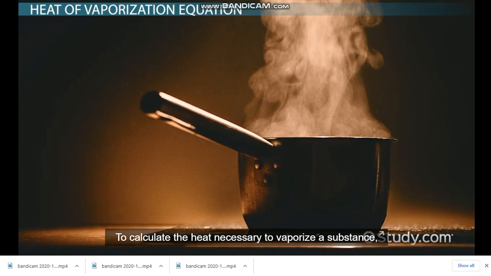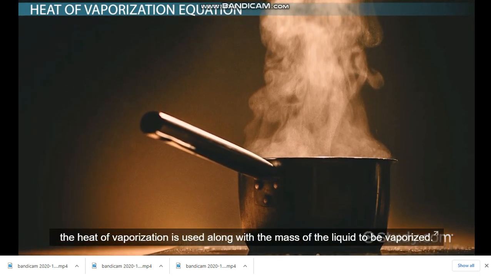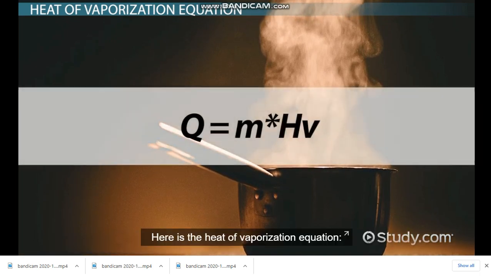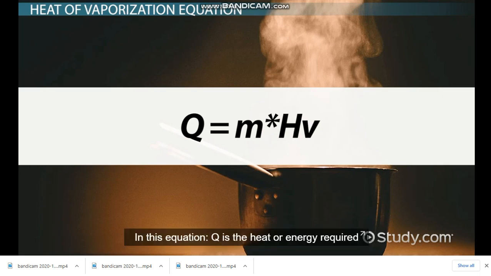To calculate the heat necessary to vaporize a substance, the heat of vaporization is used along with the mass of the liquid to be vaporized. Here's the heat of vaporization equation. Q equals m times hv. In this equation, Q is the heat or energy required, m is the mass, hv is the heat of vaporization.